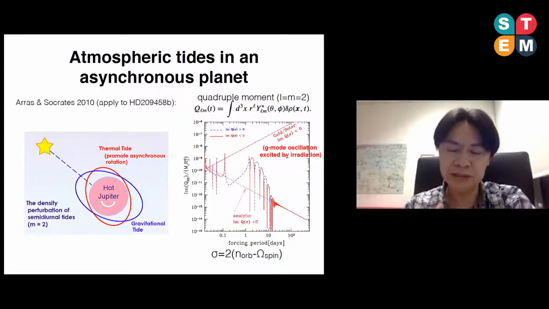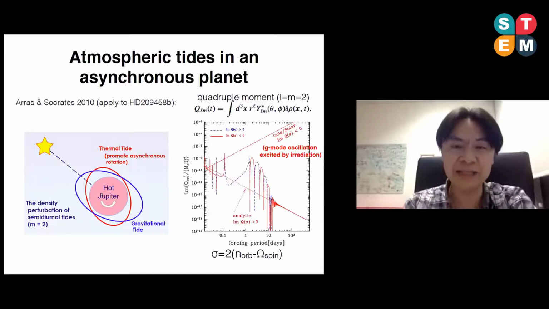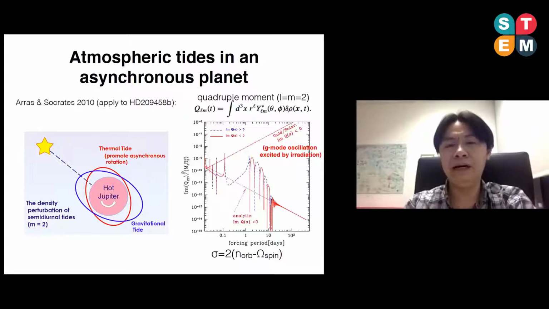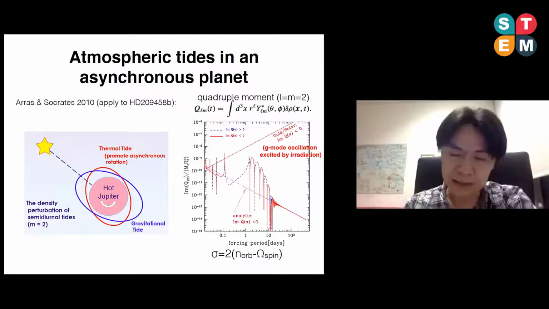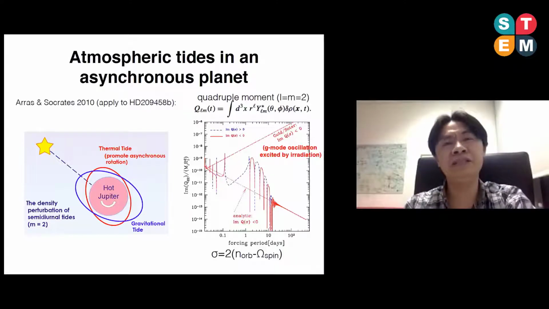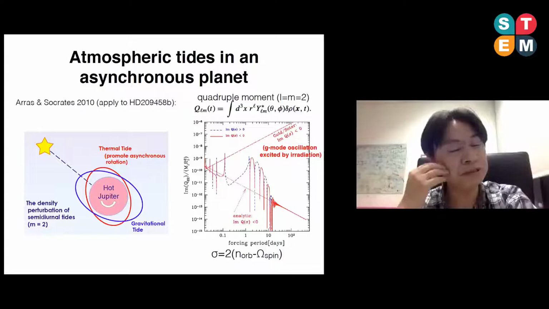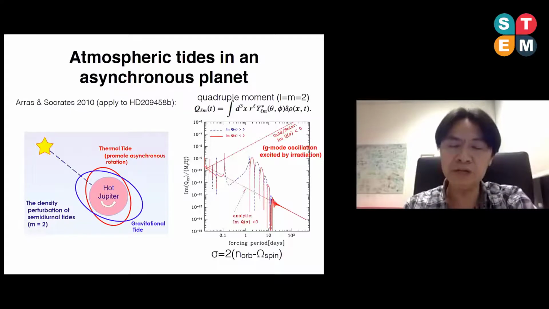So they actually argue the strength of a quadrupole moment for this thermal tide is strong enough to counteract this torque on the gravitational tide. So somehow the model can work. This seminal work is pretty good, but they didn't take into account any radiative damping on the waves.